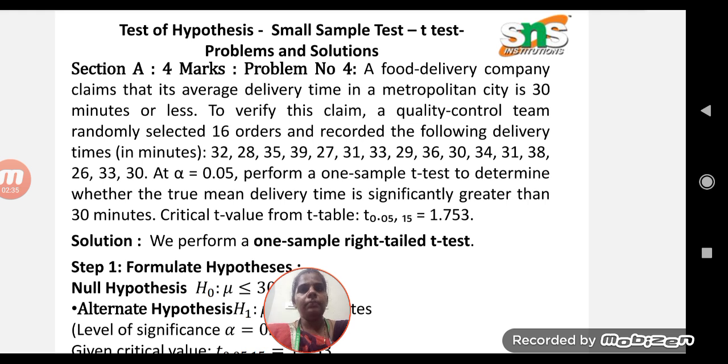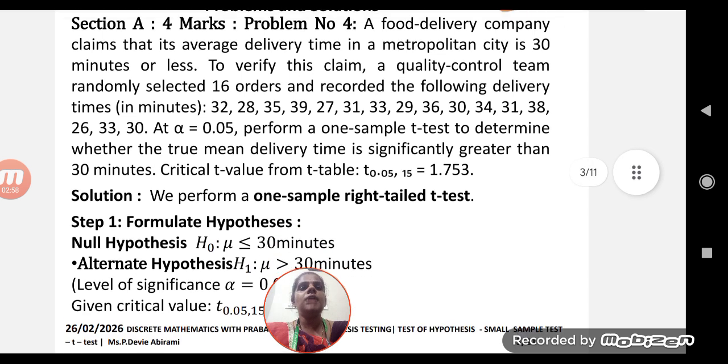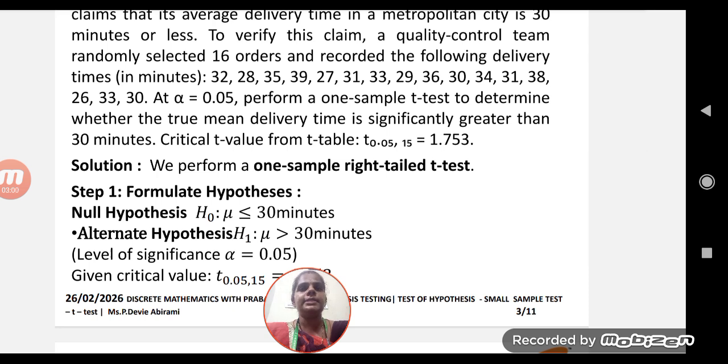This problem can be solved by taking the hypothesis. There are two types of hypothesis. One is the null hypothesis and another one is the alternate hypothesis. The null hypothesis states there is no significant difference between the two mean values, whereas the alternate hypothesis rejects the null hypothesis and says there is a difference between the mean values. So we can perform a one sample right-tailed t-test.